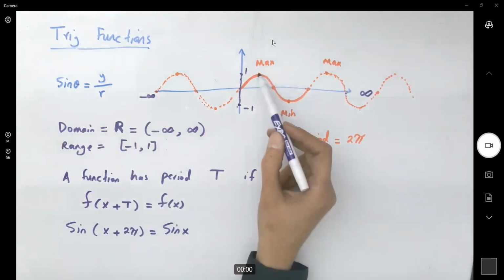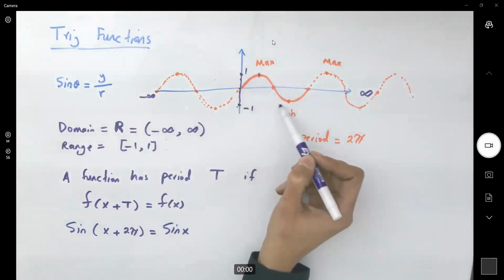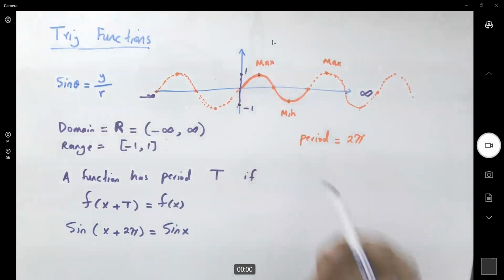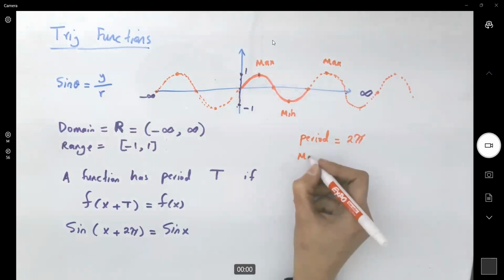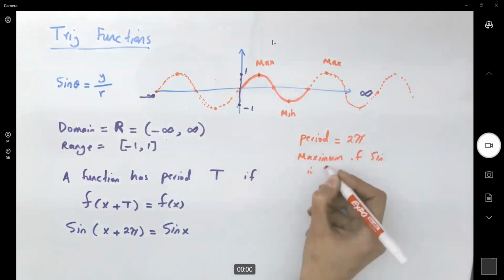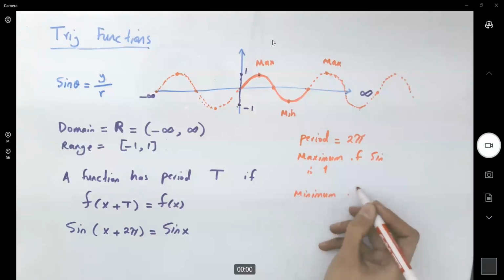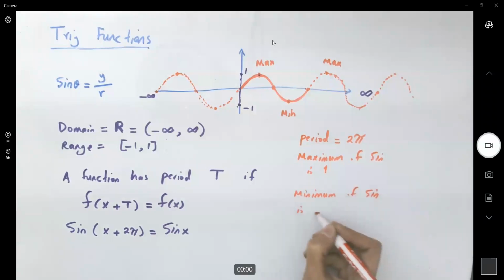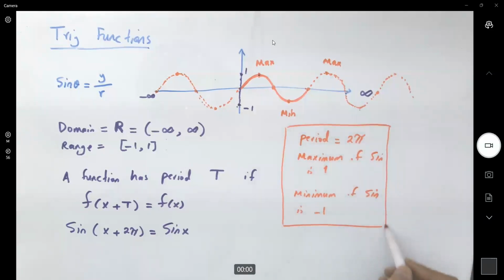Again, the maximum value of sine is 1. The minimum value of the sine function is -1. So let's write down this important information about sine. The period of the sine function is 2 pi. The maximum of sine is 1, and the minimum of sine is -1. These are the important pieces of information that we need to know about our sine function.